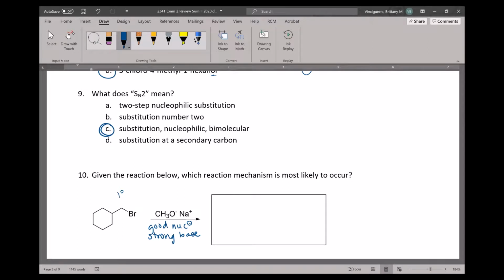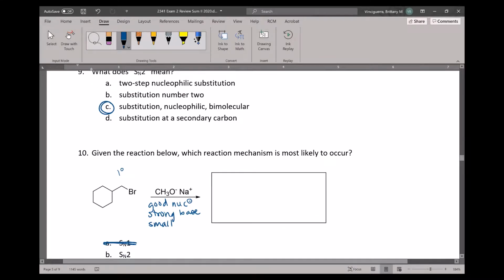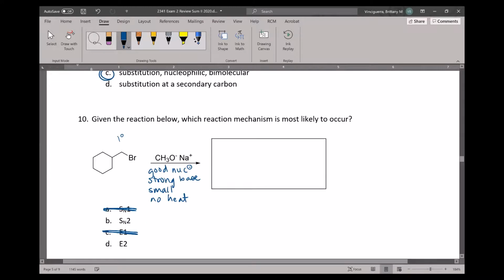What other factor can sometimes force elimination? Bulky or small? Yeah, if it were bulkier, that could favor elimination. It's small though, so it's less likely to favor elimination. What else is missing from here that could favor elimination? Heat. Heat, right? So no heat. Because of those things, I would say your major product is probably the SN2 product.